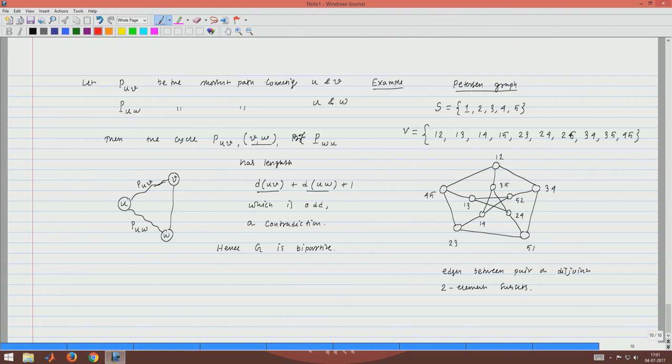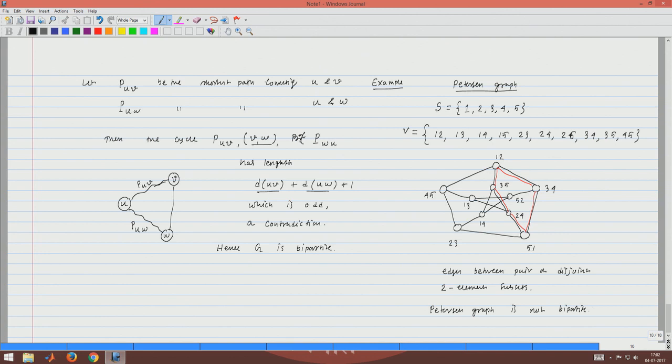So if I take this cycle 1, 2, 3, 4, 5, I can find a cycle. So the Petersen graph contains a cycle of odd length. That is why, by using the previous theorem, I can say that the Petersen graph is not bipartite.